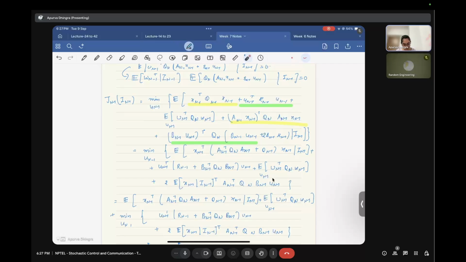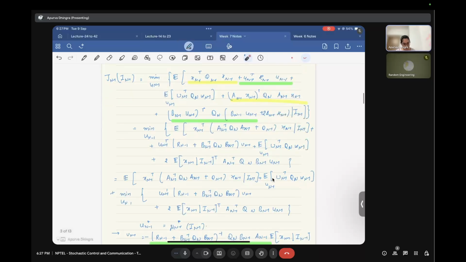Now notice this one and this one have no dependence on u n minus 1. These are just x's, the true states at n minus 1 time. The action will lead to x n, the terminal state. So there's no dependence here on u n, neither is there here. So these two terms can be taken out and the minimization can be on the remaining terms. So minimization is on this term and this term.